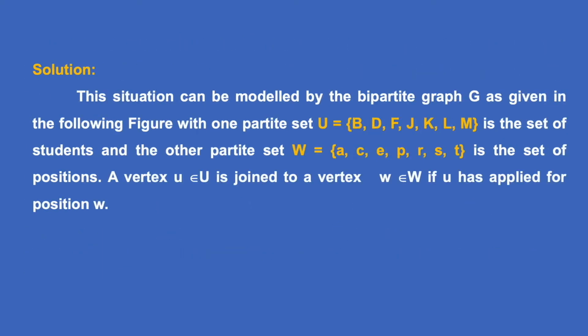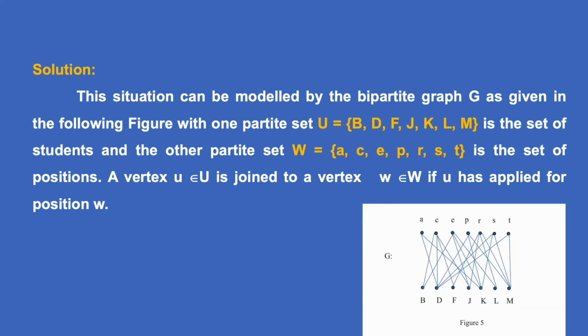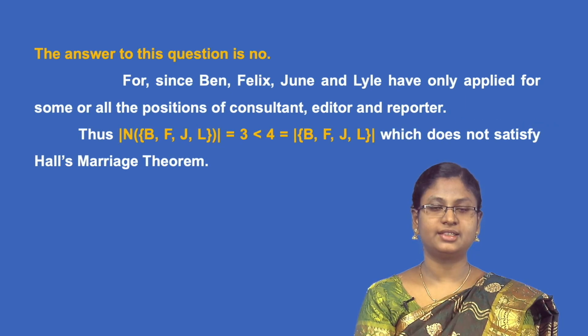This situation can be modeled by the bipartite graph G as given in the figure, you can see it on the screen, with one partite set U equal to the set consisting of B, D, F, J, K, L, M, that is the set of all persons, the set of students, and the other partite set W equal to A, C, E, P, R, S, T, the set of positions, that is the set of jobs that are available. A vertex u belonging to U is joined to a vertex w belonging to W if u has applied for position w. You can see the figure.